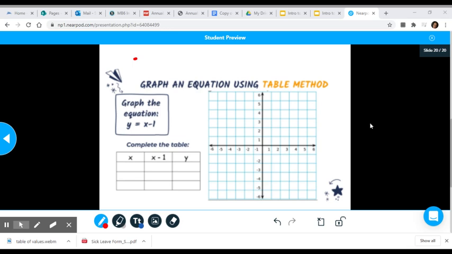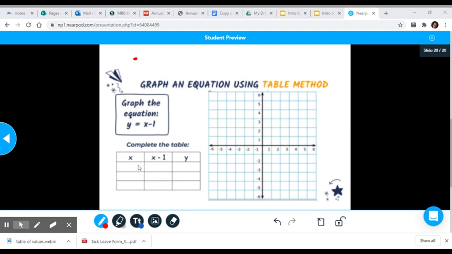Okay, so now we're incorporating the y-intercept, and we're going to graph this equation y equals x minus 1 by using what's called the table method. Now, if you look, we do have an x minus 1. We did not deal with any addition or subtraction in our actual equation when we were dealing with proportional relationships. Now we're looking at lines that do not have a proportional relationship, so it's not necessarily going to be going through the origin. So in order to graph this, we can create a table.